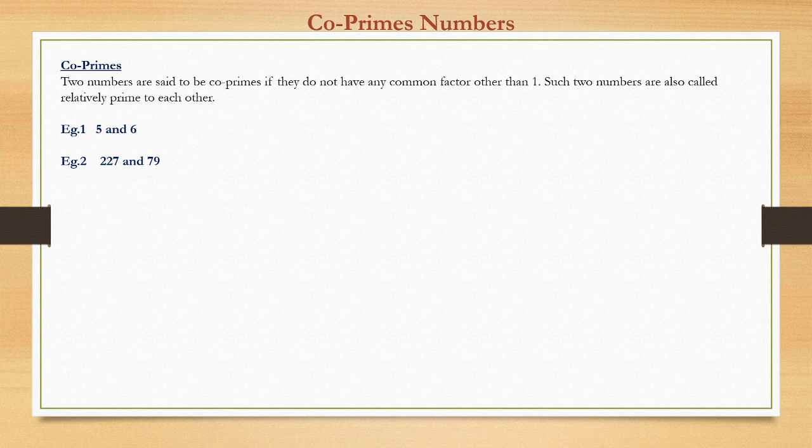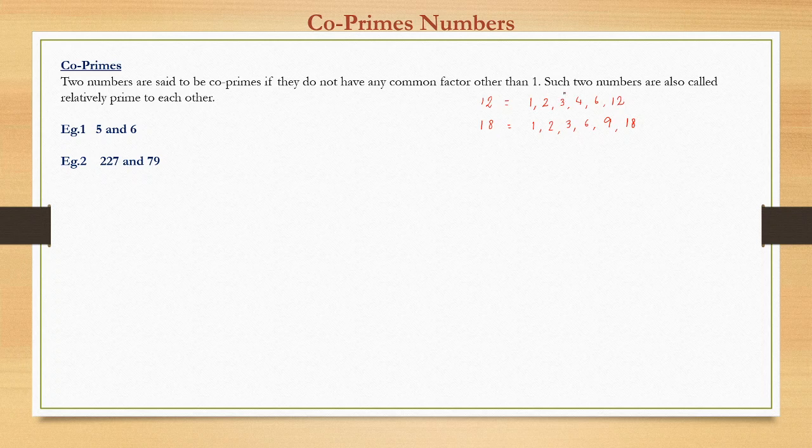So for example, let's take two numbers, 12 and 18. What are the factors of 12? Those will be 1, 2, 3, 4, 6, then 12. What are the factors of 18? 1, 2, 3, 6, 9, 18. Right? So these are the factors of 12 and 18.